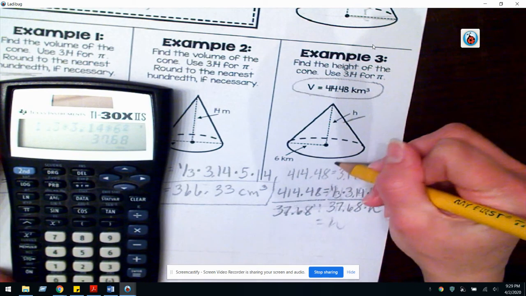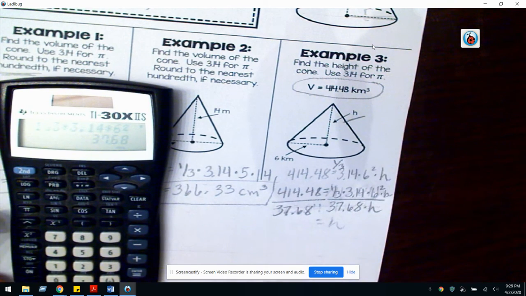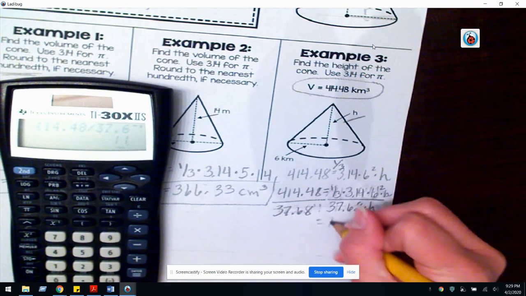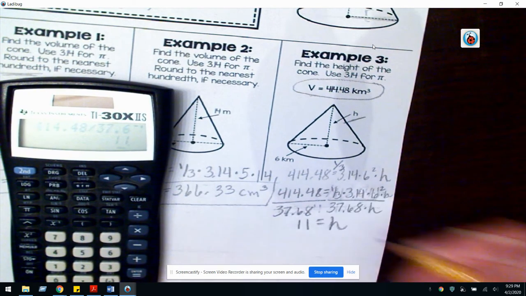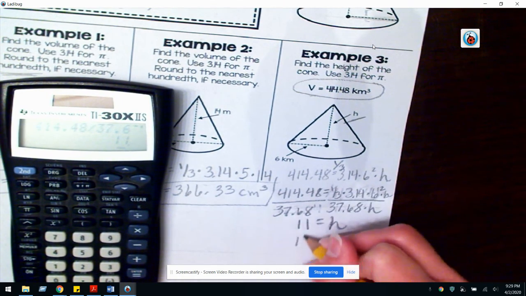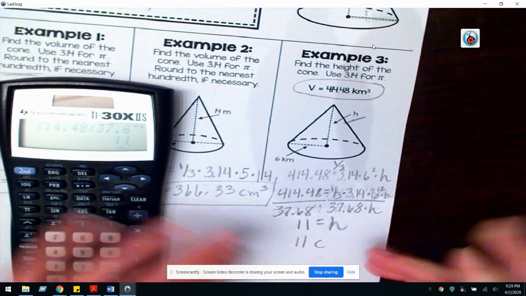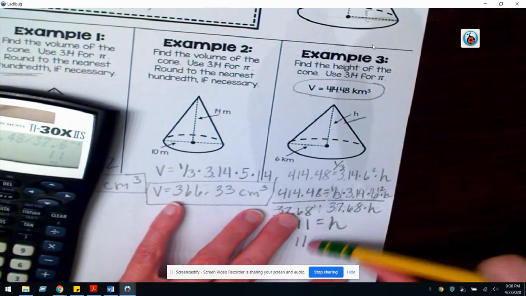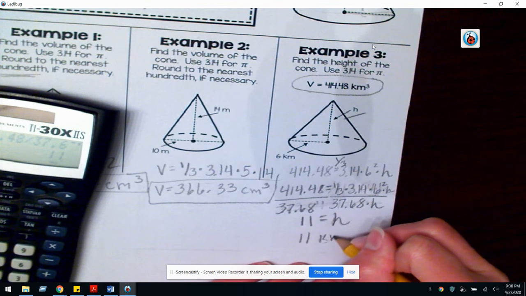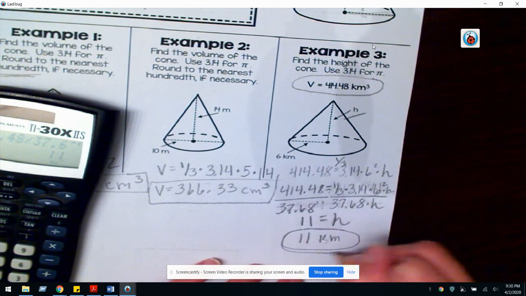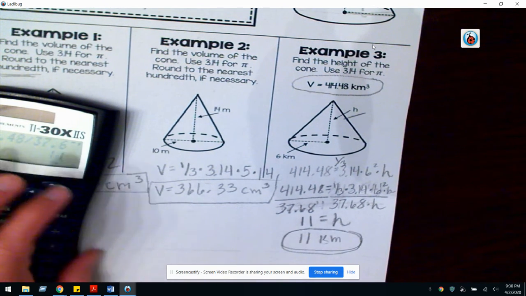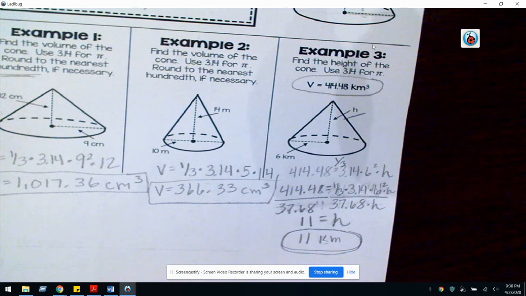Sorry about that. Need that 1/3 up there. And I do 414.48 divided by 37.68. And there we go. That makes a little bit more sense. My height is 11. So 11 kilometers, it looks like we're working with here. km. Okay, so that is my height. Working backwards, doing a little bit of algebra there.